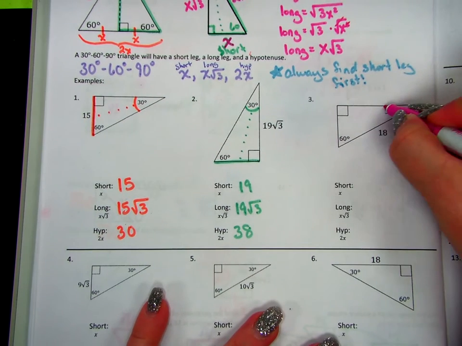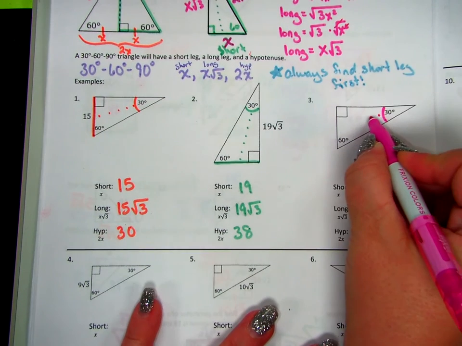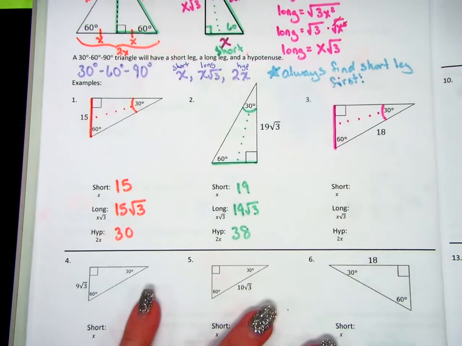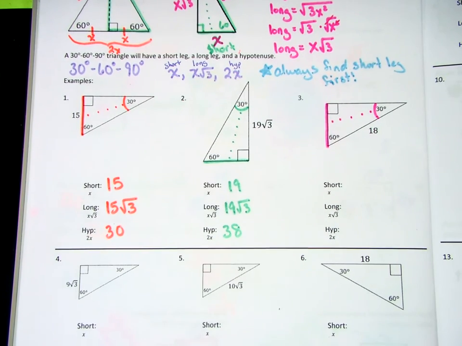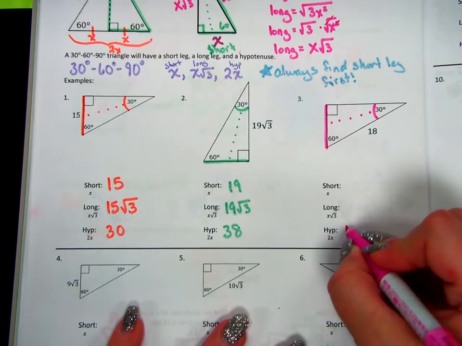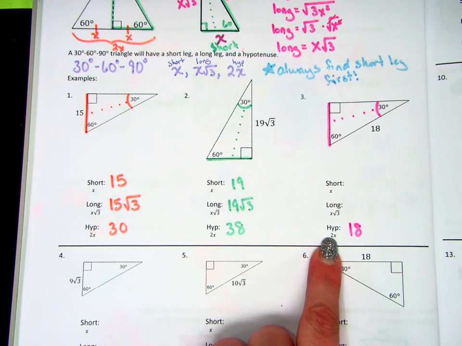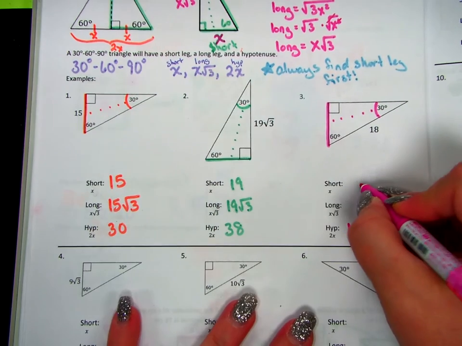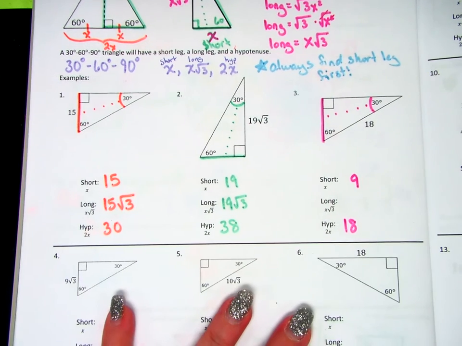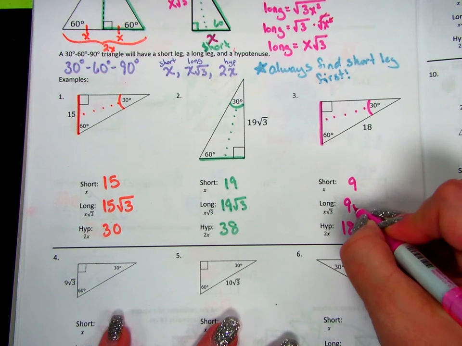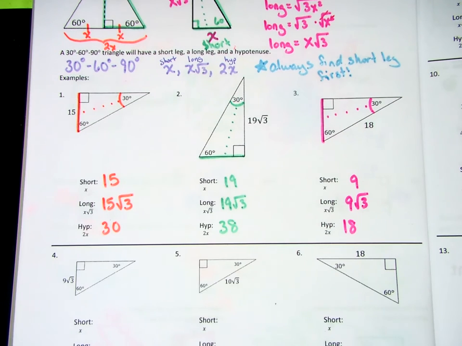Okay. Always find the short leg first. So across from my 30. Here's my short leg. Did they give it to me? No. What did they give me? They gave me the hypotenuse is 18. So what was x if 18 is 2 times x? 9. Which means what's my long leg? 9 square root of 3. It really is most of the time that easy.